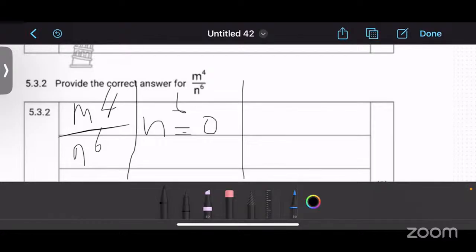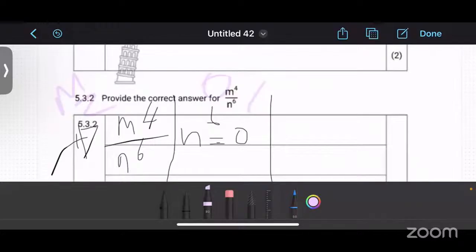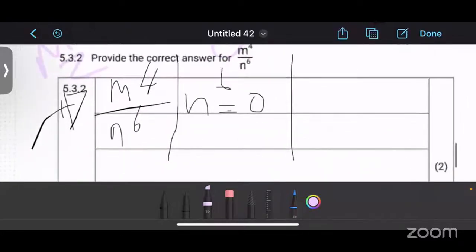Sorry, Manahil. Sorry, I wanted to say Zira. You gave me this one. Ma'am, this is the simplest form because there are no common bases. So it's going to be m to the power of 4 over n to the power of 6. This is Manahil and Zira, and this is Ule and Bokang.